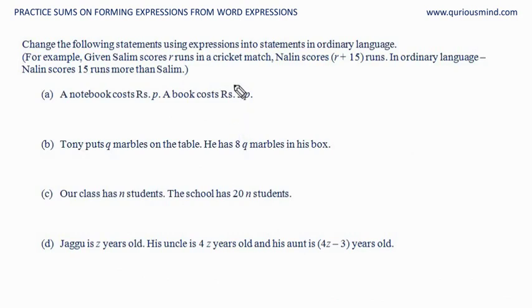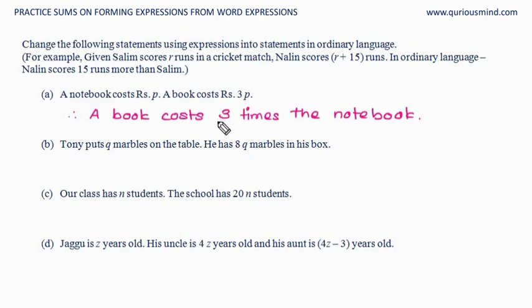Change the following statements using expressions into statements in ordinary language. For example, given Salim scores r runs in a cricket match, Nalin scores r plus 15 runs. In ordinary language, we'll say Nalin scores 15 runs more than Salim. So here, a notebook costs rupees p, a book costs rupees 3p. And that means the book is costing 3 times the notebook. So if the notebook costs p, this will be 3p.